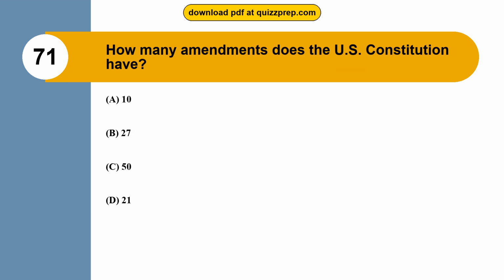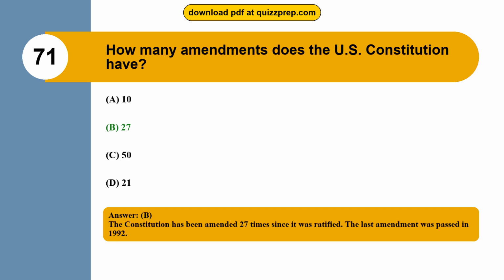Question 71. How many amendments does the U.S. Constitution have? Option A, 10. Option B, 27. Option C, 50. Option D, 21. The correct answer is option B, 27. The Constitution has been amended 27 times since it was ratified. The last amendment was passed in 1992.